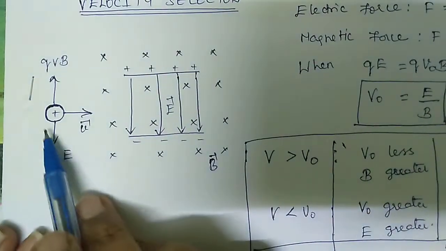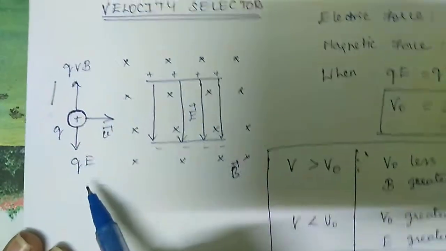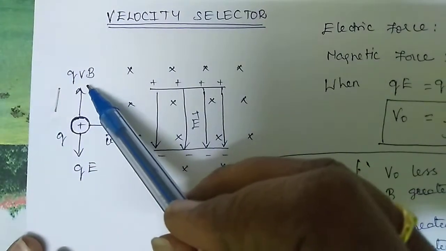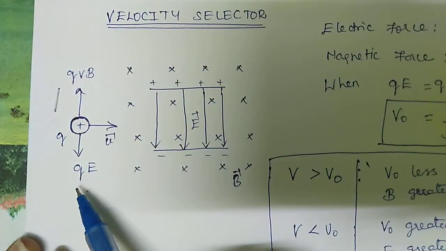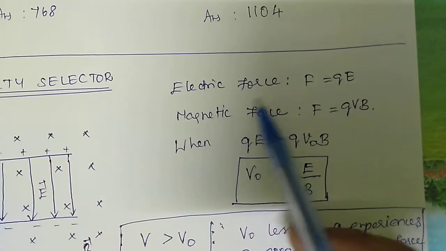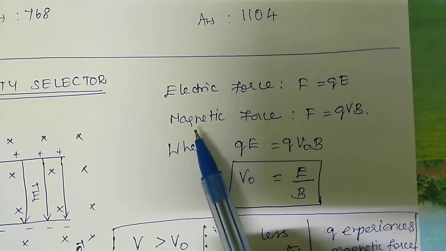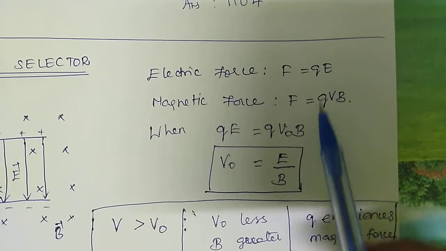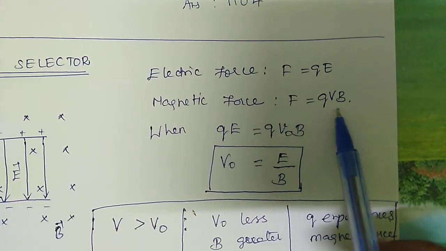If we keep a positively charged particle here, how does it move? It experiences a Lorentz force due to the magnetic field, whose value is QVB, and a Coulomb force, which is the electric force, whose value is QE. The electric force is given by F equals QE, which is the Coulomb force, and the magnetic force is the Lorentz force, F equals QVB. The particle experiences a combination of both electric and magnetic forces.